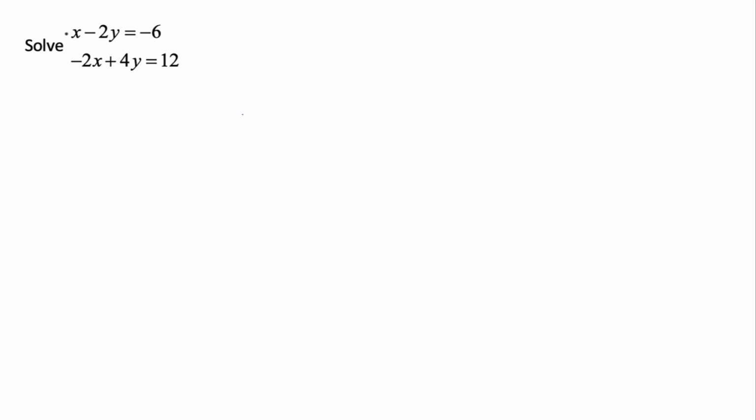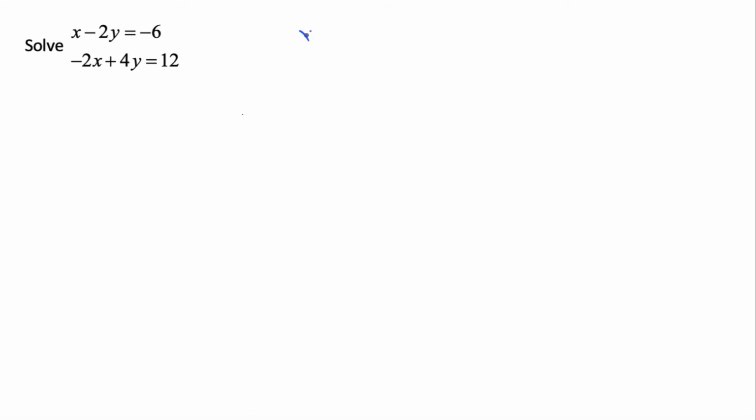Here we want to solve the system of equations. We have x minus 2y equals negative 6 and negative 2x plus 4y equals 12. All right, so here we notice that this x variable has a coefficient of 1. So in this particular case, it may be easier to isolate this variable and then use substitution here.